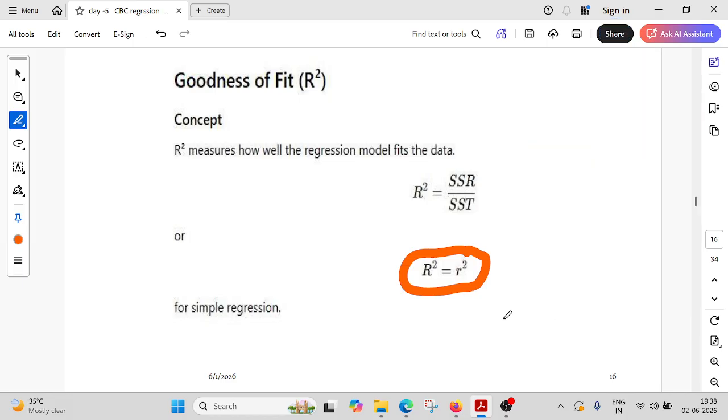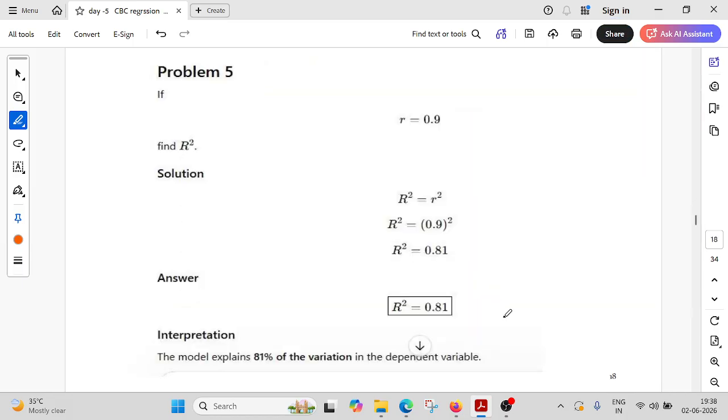Okay. Next one. Now you can see that. What is the R value? See here, the R value is 0.9. Substituting, capital R square equals small r square, 0.9 whole square, and you get this answer. So this interpretation: this model tells about 81% of the variation in the independent variable.